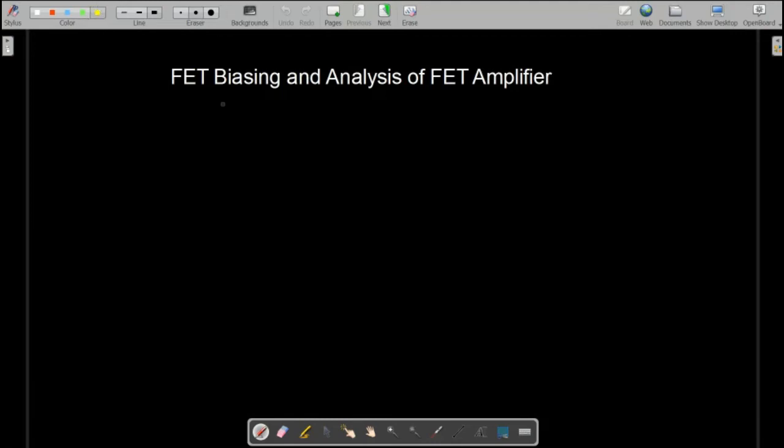In an FET circuit, there are three parameters. One is the gate voltage VGS, another one is the drain voltage VDS, and the drain current ID. So we have three varying parameters for FET: VDS, VGS, and ID. So how to select the proper operating point for proper amplification? That is all about FET biasing.